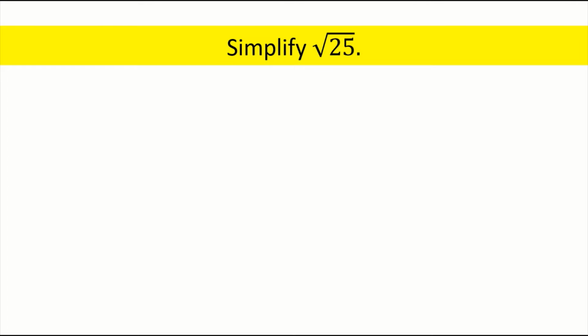So, let us have our first example. Let us simplify square root of 25. Of course, we all know that square root of 25 is equal to 5. But we have to take into consideration the sign too. We all know that positive times positive equals positive, and also negative times negative is equal to positive. Therefore, if we have square root of 25, our answer is positive and negative 5.